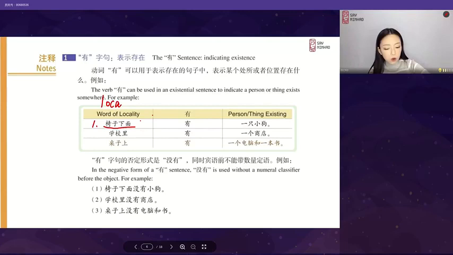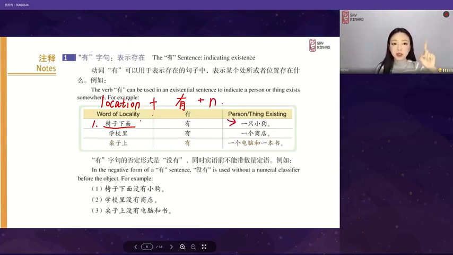So this is the first part of this structure, location. And then we put 有 here. And then the things we want to say, the person or thing, for example, 一只小狗, okay? This is the structure of it. And let's see the next one.